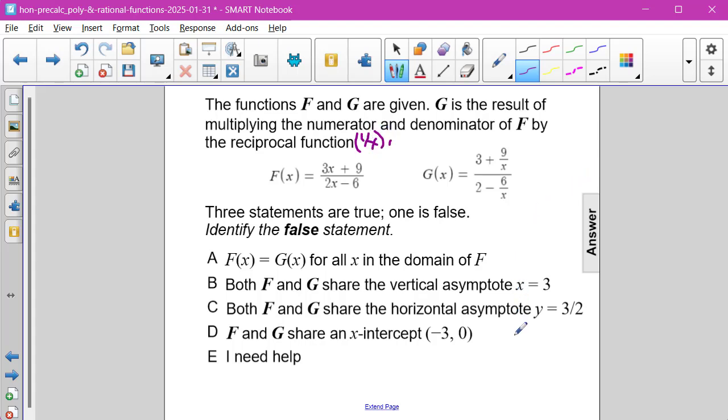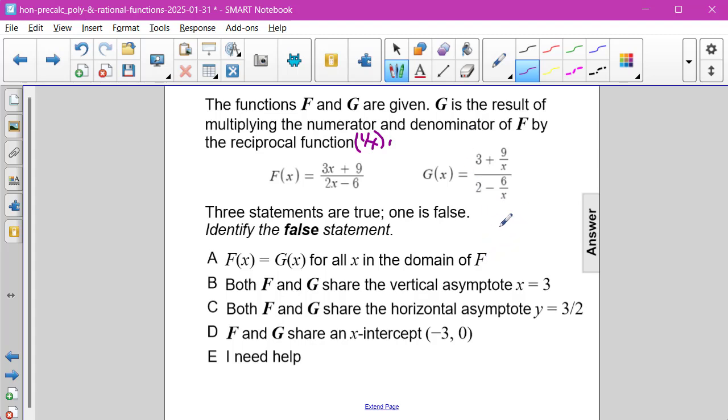3 of the below statements are true and 1 is false. Identify the false statement. Choice A, f of x is equal to g of x for all x in the domain of f. Choice B, both f and g share a vertical asymptote x equals 3. Choice C, both f and g share the horizontal asymptote y equals 3/2. Choice D, f and g share an x-intercept of -3, 0.